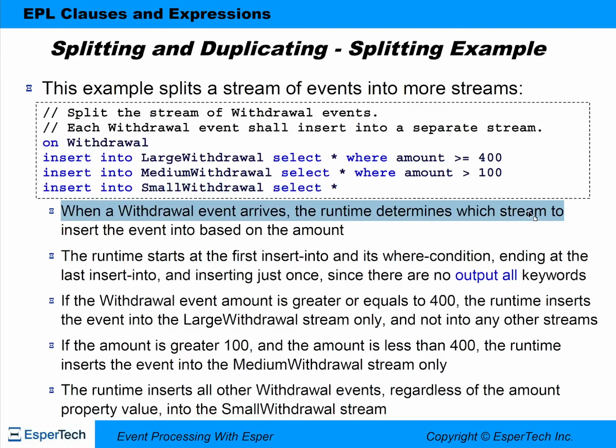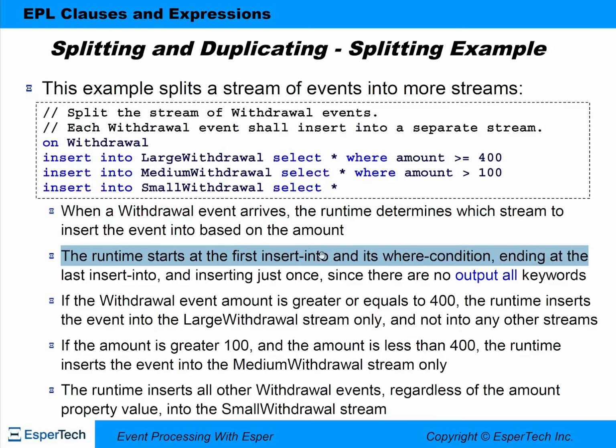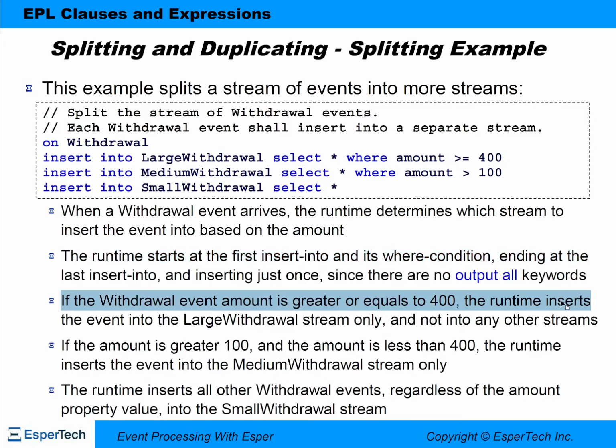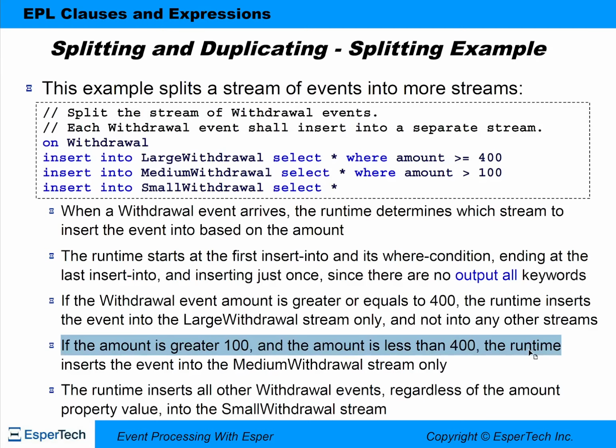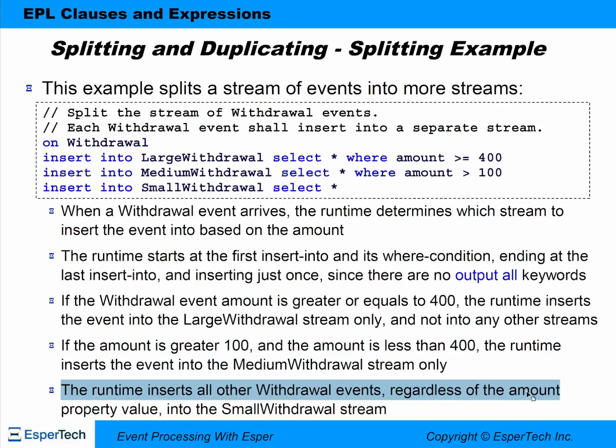When a withdrawal event arrives, the runtime determines which stream to insert the event into based on the amount. The runtime starts at the first insert into and its where condition, ending at the last insert into, and inserting just once, since there are no output all keywords. If the withdrawal event amount is greater or equal to 400, the runtime inserts the event into the large withdrawal stream only, and not into any other streams. If the amount is greater than 100 and less than 400, the runtime inserts the event into the medium withdrawal stream only. The runtime inserts all other withdrawal events, regardless of the amount property value, into the small withdrawal stream.